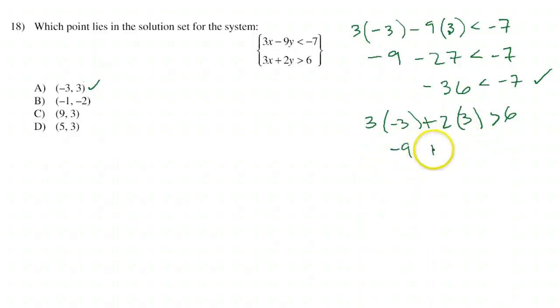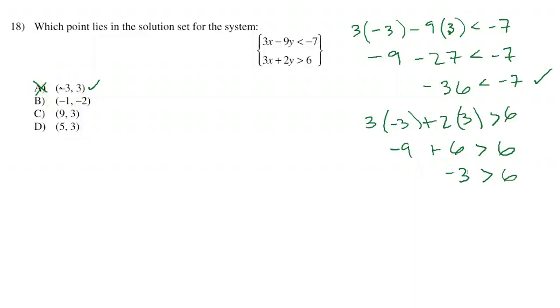I get minus 9 plus 6 is greater than 6, which tells me that negative 3 is greater than 6. Oh, so it did not work. Negative 3 is less than 6. So we can eliminate A because it's only a solution to one. It needs to be a solution to both to be the system's solution.